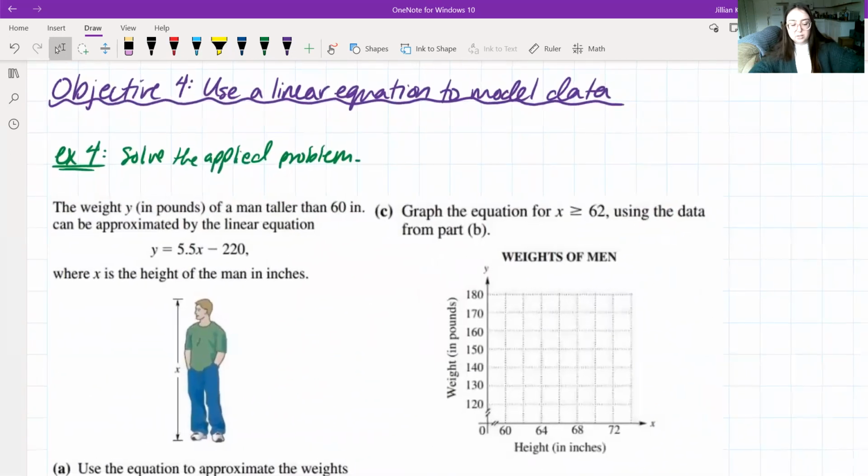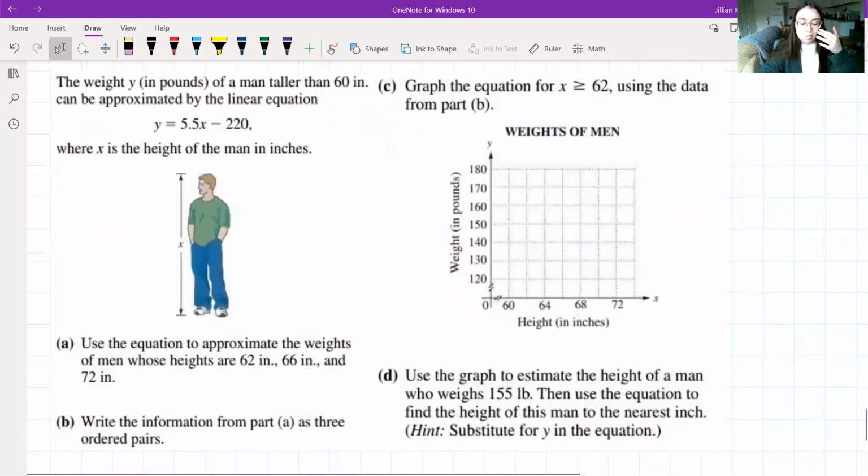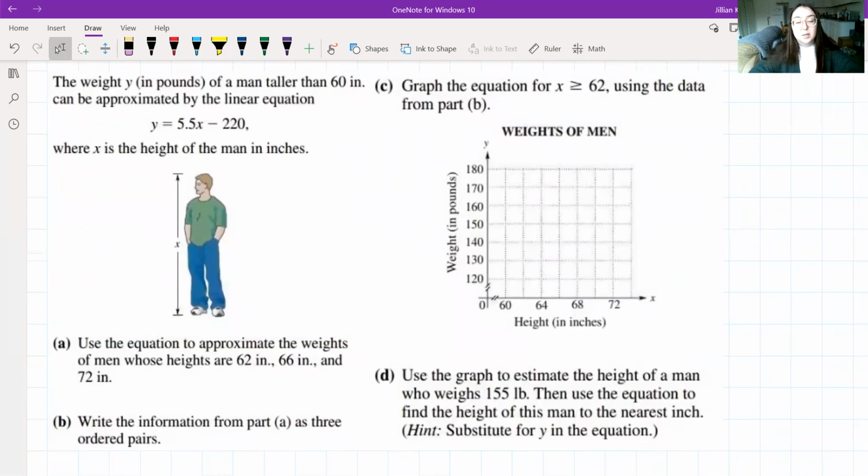Then lastly, objective 4, we want to use a linear equation to model data. So we're solving the following problem. The weight, y, in pounds of a man taller than 60 inches can be approximated by the linear equation y equals 5.5x minus 220, where x is the height of the man in inches.